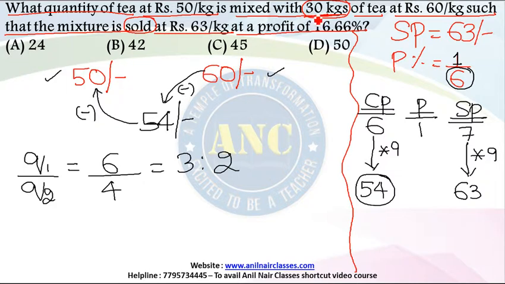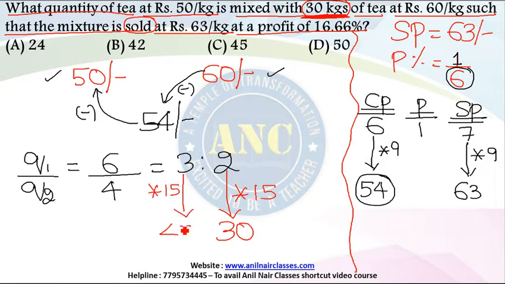But the question says second quantity is not 2 kgs. It is given in the question as 30 kgs. 2 should become 30 kgs. Multiply by 15. 3 also multiply by 15. 3 into 15 is 45 kgs. Answer for this question is 45 kgs. I believe that you are understanding the actual usage where alligation needs to be used.